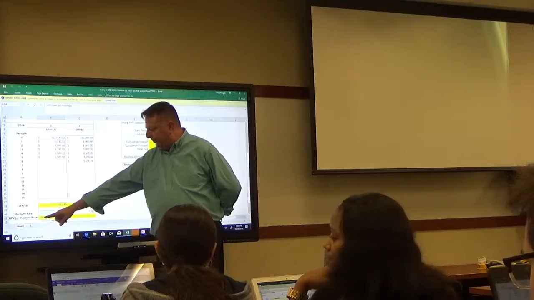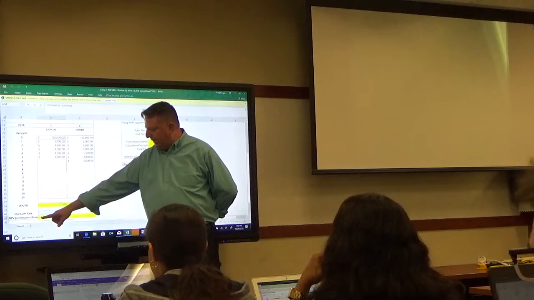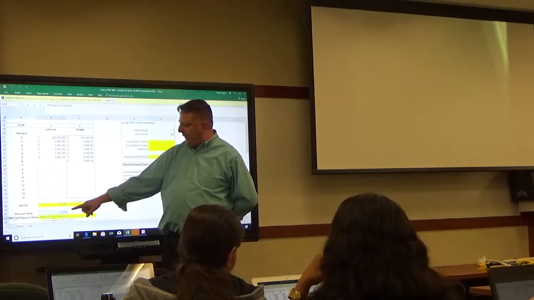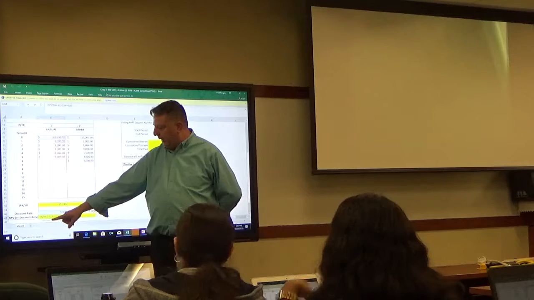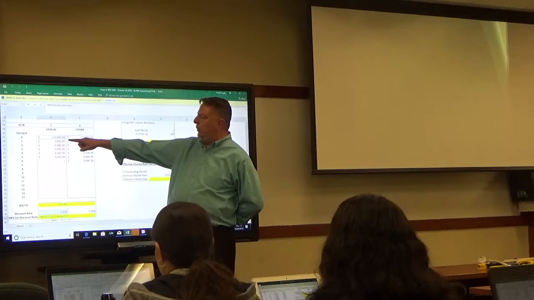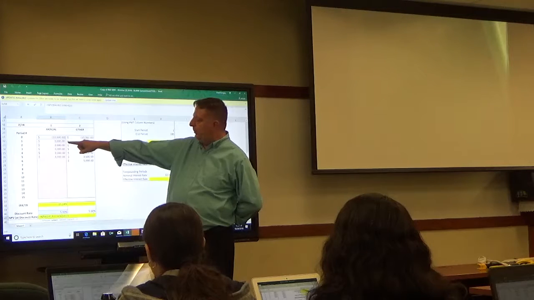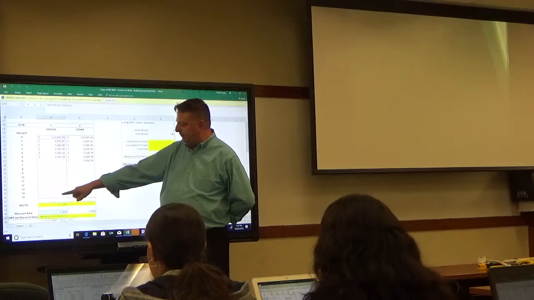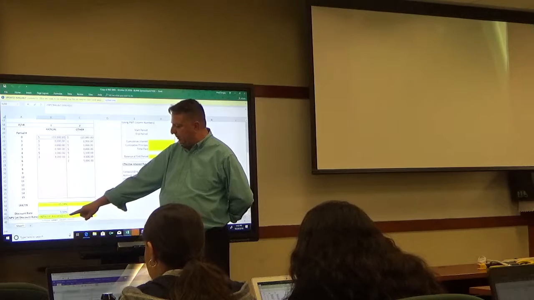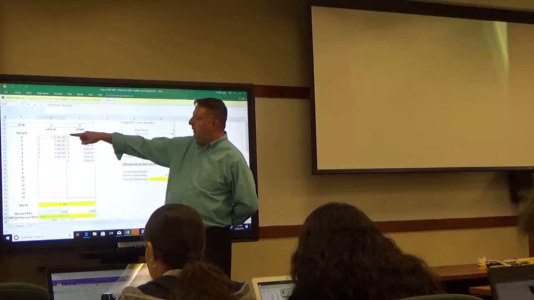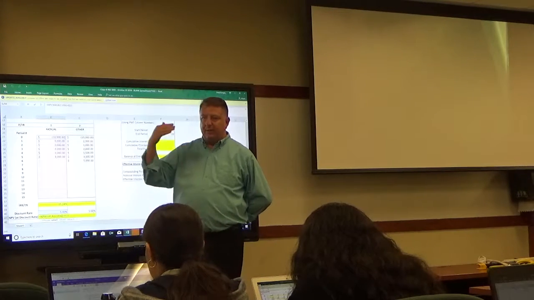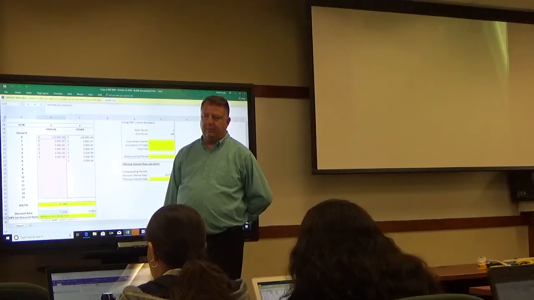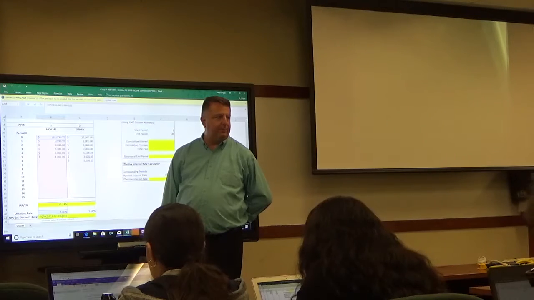Okay, so once again, for the net present value, it's equal NPV, open parentheses, cell B40, which is the discount rate, comma, B22, which is period number 1, through B36, which is basically period 15, close parentheses, plus cell B21, which is basically subtracting out the original investment of the $10,000. Okay? Does that make sense? Okay?